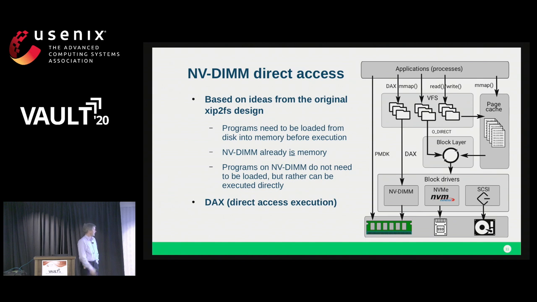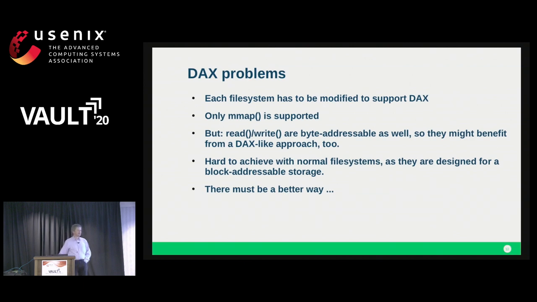So they took this original idea from the XIP2 file system and essentially renamed it as DAX, for direct access execution, to be available for each and every file system. Or, to be precise, not so much to make it available for each and every file system, but to allow the file system to enable the functionality. Meaning the file system still has to be tweaked and modified to actually leverage this.